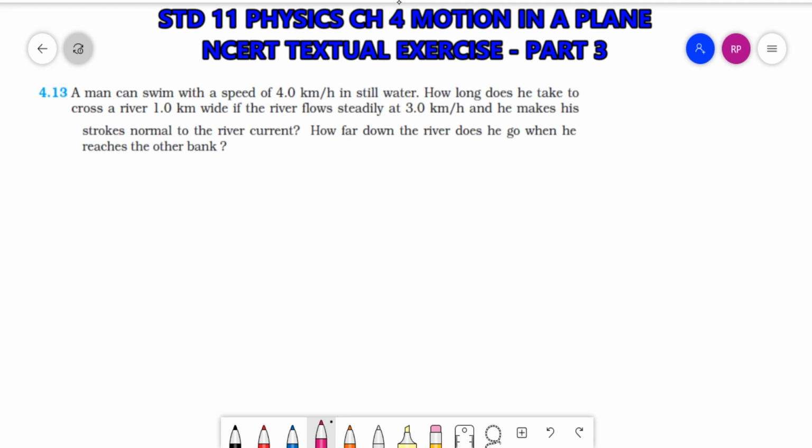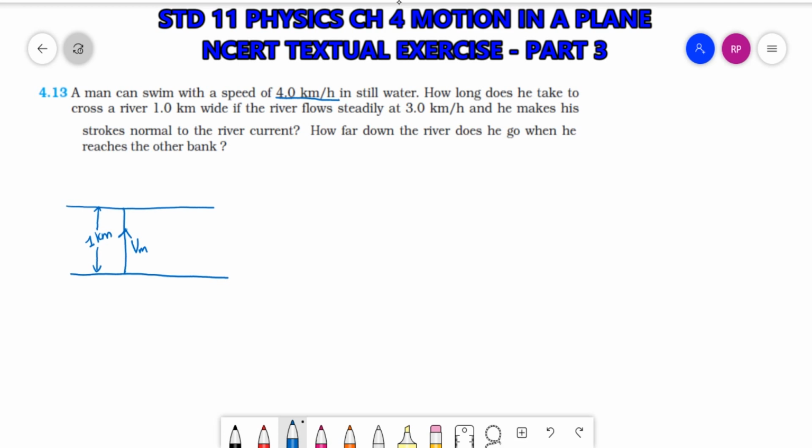Okay, so see, let's take this as the width of the river. This is 1 kilometer wide. This distance is 1 kilometer. Now the man can swim with a speed of 4 km per hour in still water, so this will be the direction of velocity, which is the velocity of the man.